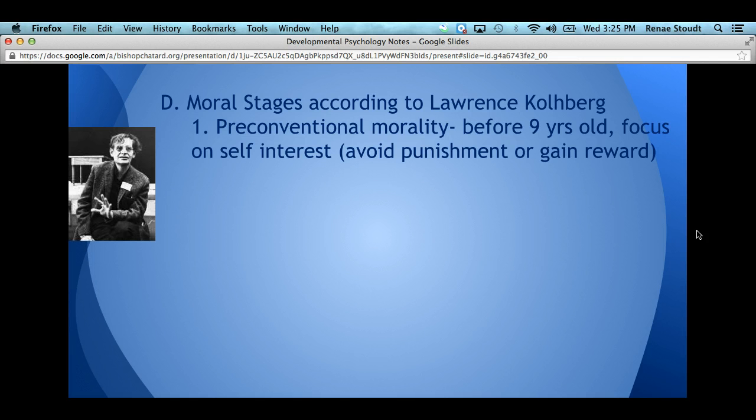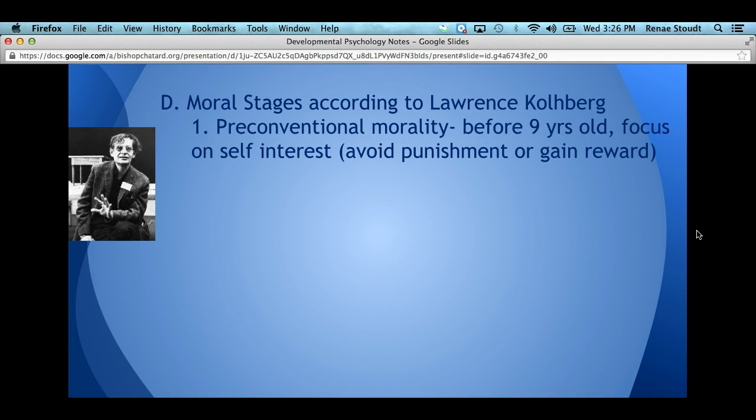At this point, the child is more focused on their own self-interest. At this stage, the child's motivations are to either avoid punishment or to gain a reward. So, for example, a child that responded to the Heinz scenario would say that Heinz should not take the drug because he might get in trouble. He might go to jail.